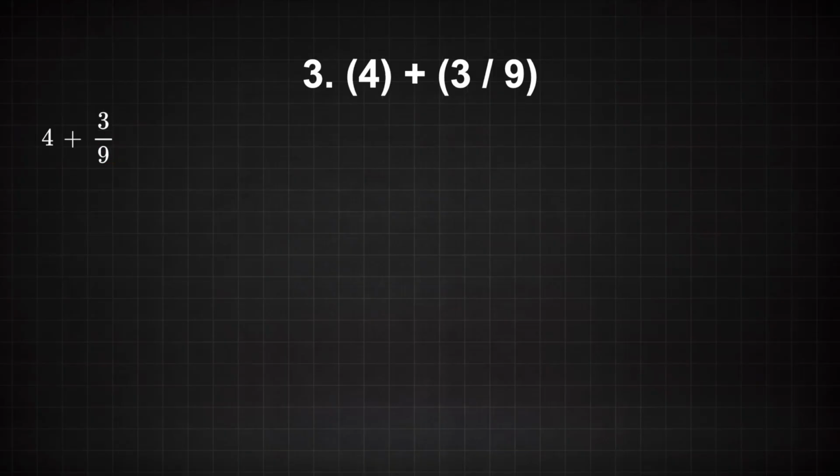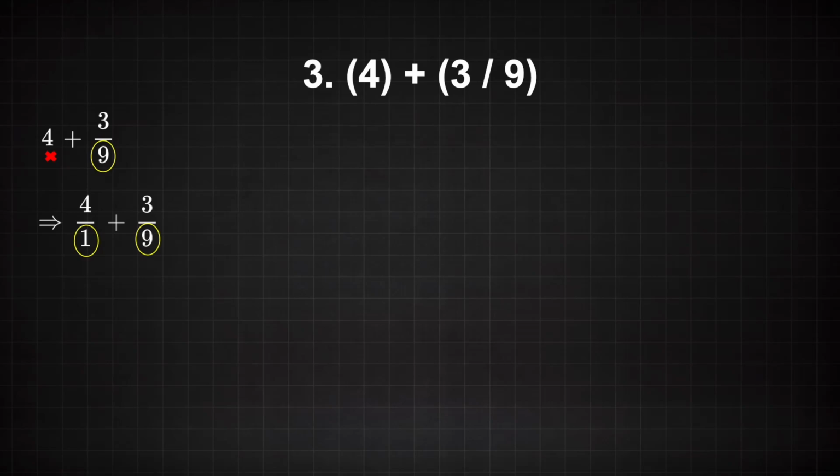Now what happens when we get the following? 4 plus 3 over 9. We have a number without a denominator and another that does. This is where the invisible 1 comes in handy. You could write this as 4 over 1 plus 3 over 9. Now, of course, writing it this way, we can clearly see that they both don't share the same denominator. So what do you do then?